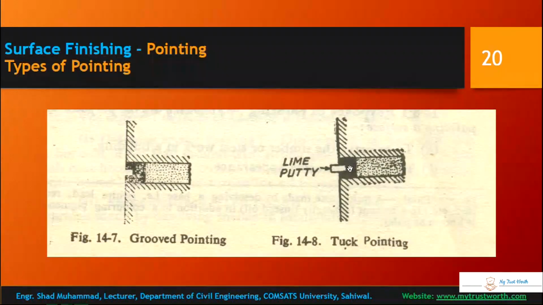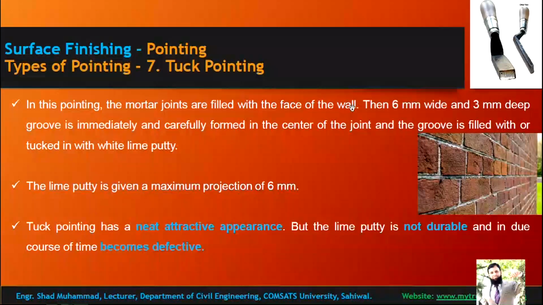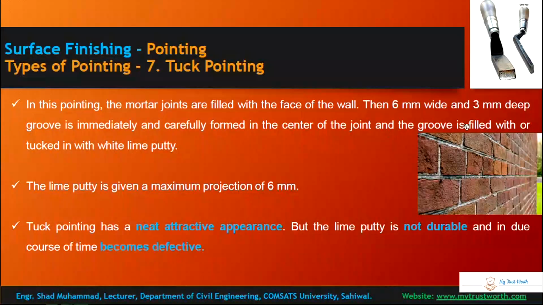This is tuck pointing, having a groove where lime putty has been placed. Let's discuss this tuck pointing. In this pointing, mortar joints are filled flush with the face of the wall as in flat pointing, then a 6 millimeter wide and 3 millimeter deep groove is immediately and carefully formed in the center of the joint, and the groove is filled with or tucked in with white lime putty.